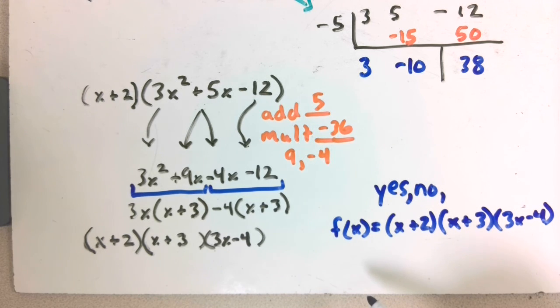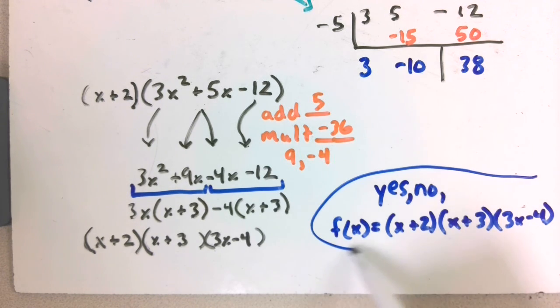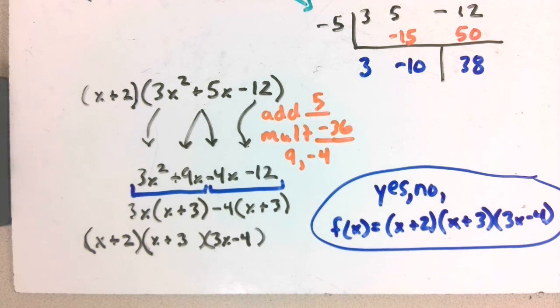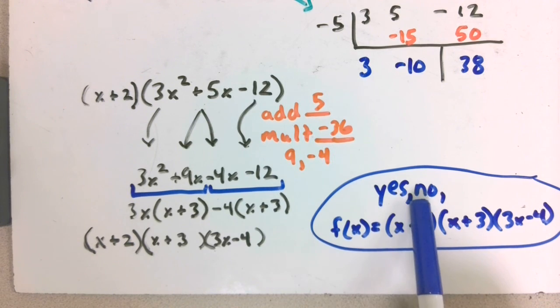So when you give your answers, you have to answer the questions. Is the first factor a factor? Yes, it was. Is the second factor listed a factor? No, it's not. And then give your final factored form on that. If you end up with no and no for your two answers, then you don't need to do any factoring at all.